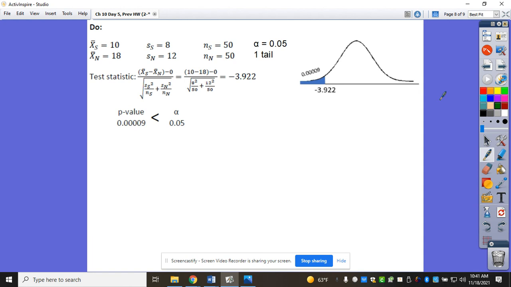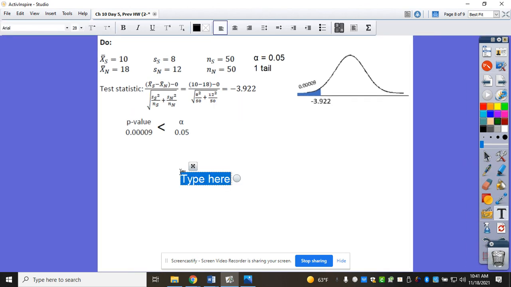Doing it the way I wrote it, you would get a test statistic of negative 3.922. If you had your direction switched, then you would just have positive there. And you get a really small p-value. What does this one look like in your calculator when you do it? 9 point something what? What's the end of it look like in your calculator?